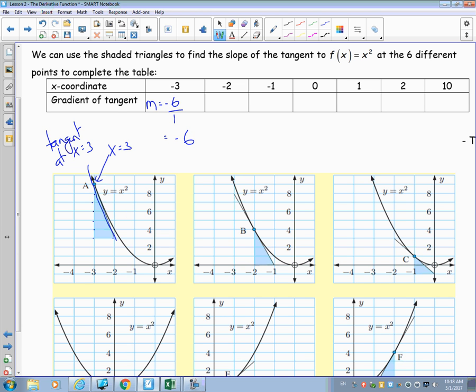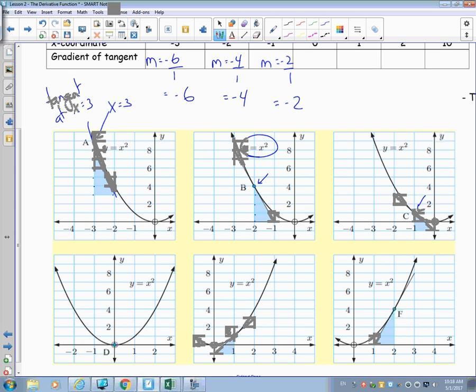The next graph shows the exact same graph, the same function, still y equals x squared, but our tangent's now at -2. The slope of this tangent is down 1, 2, 3, 4, and over 1. So our slope is -4 over 1, or just -4. The next graph is at -1 right here, and its slope is down 2 and over 1, or in other words, -2. Okay, if we go to the next set of graphs, the graph at 0, that would be this one right here, where our slope is this nice horizontal line here. In other words, the slope is 0 over 1, or just 0.